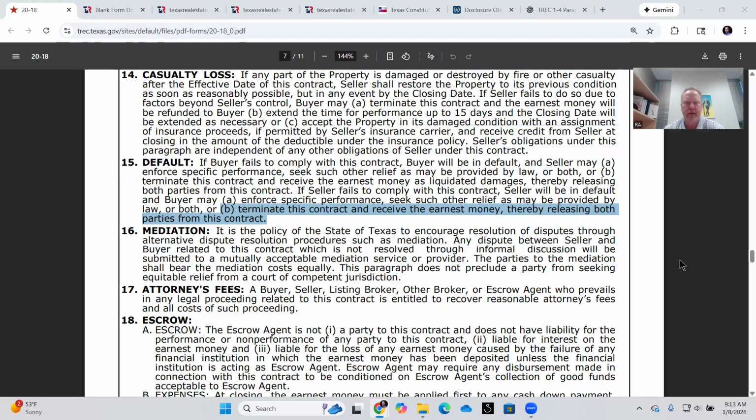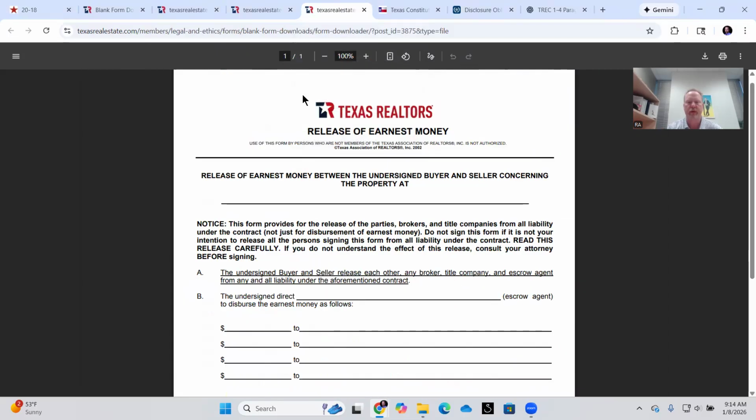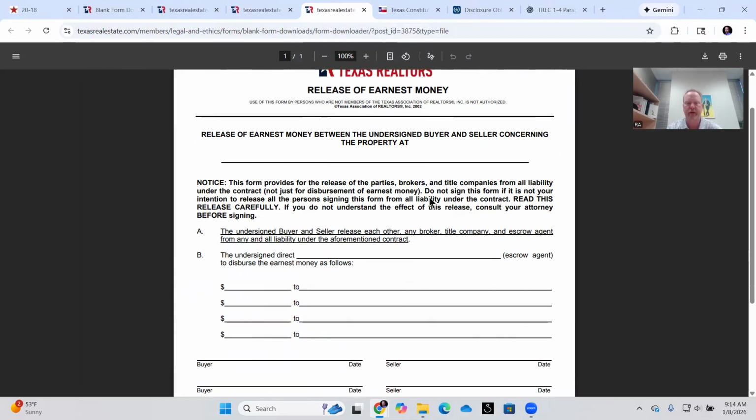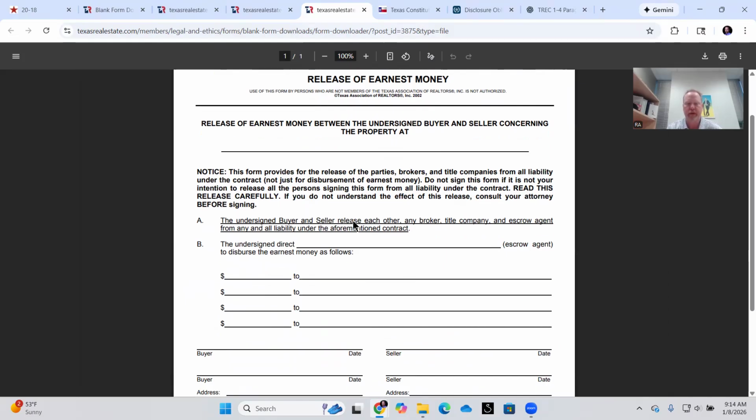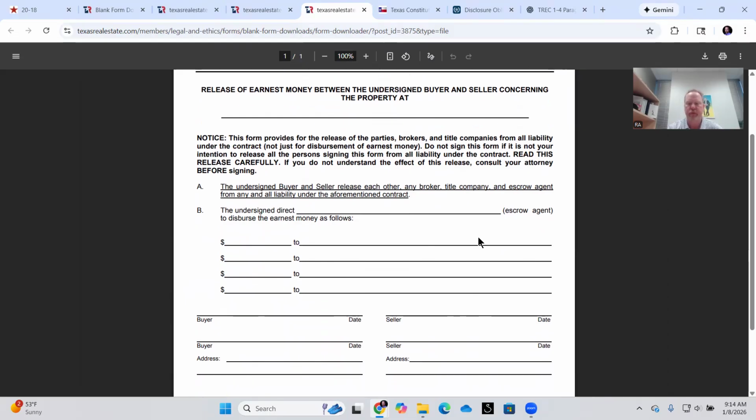So let's go through the process of what would happen if a termination was going to happen. So the buyer wants to terminate the contract, or there's default and they're going to terminate the contract and release the earnest money. So what would happen there is this form, the release of earnest money, would have to be filled out, right? So this is concerning the property. The undersigned direct the escrow agent, Old Republic Title, Frontier, First American Title, whoever it is. That's the escrow agent, not a person. It's the company.